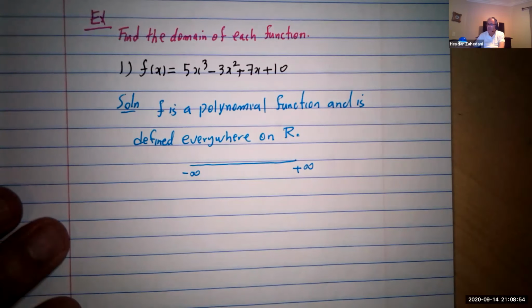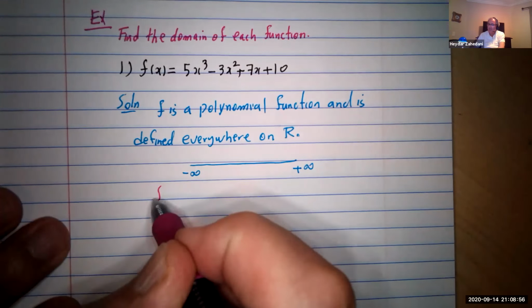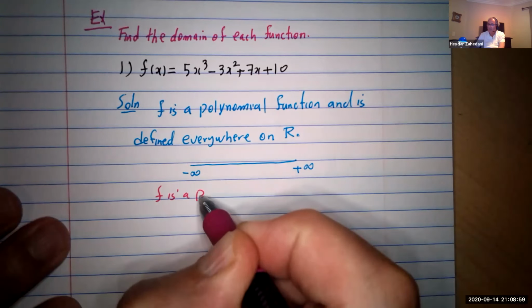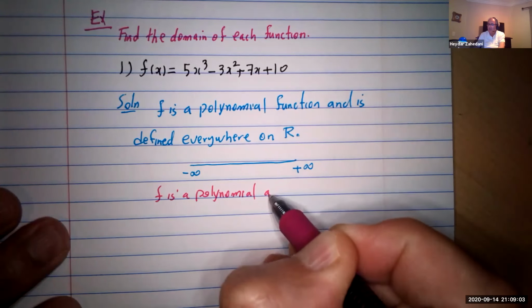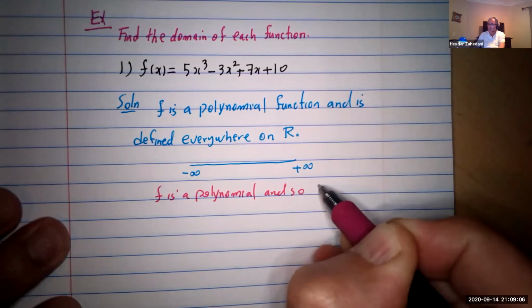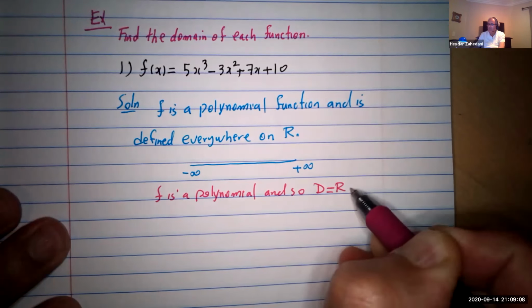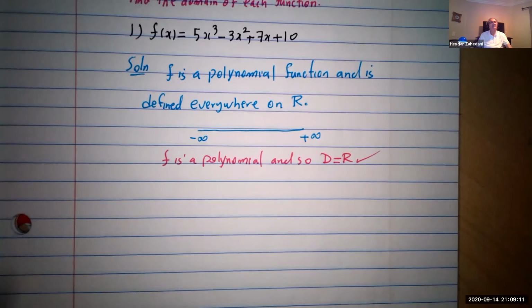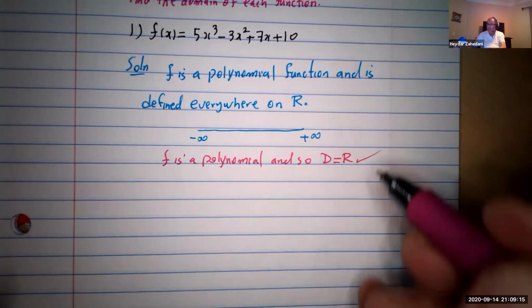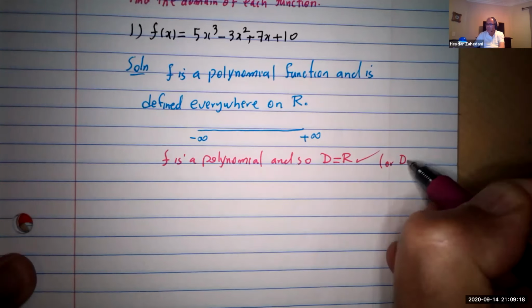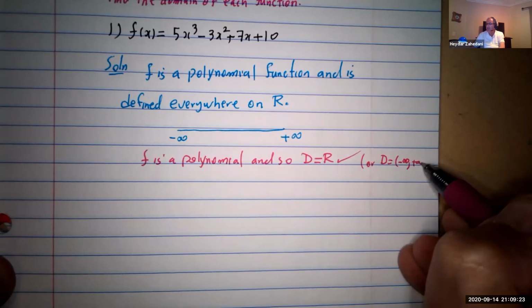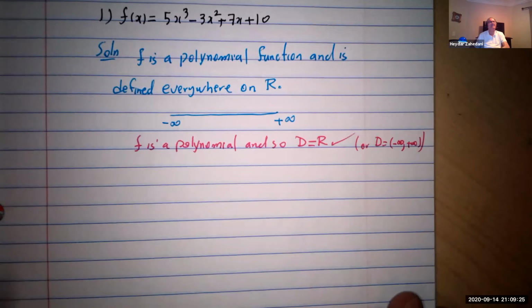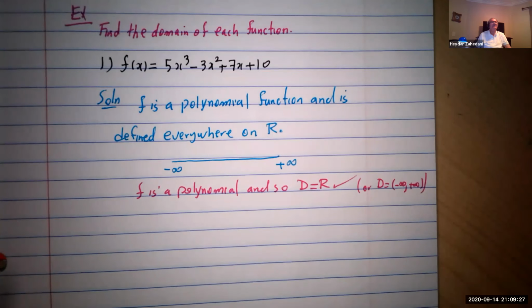In short, this is the way you can do it. In short, you say f is a polynomial. And so the domain is all real numbers. You're done. You can say all real numbers or negative infinity to positive infinity. We accept both. Or you can say D is the open interval of negative infinity and positive infinity. We accept both of them. That is type 1.